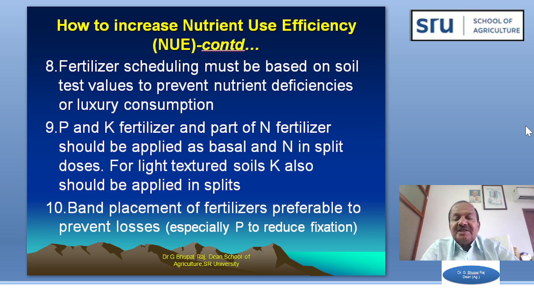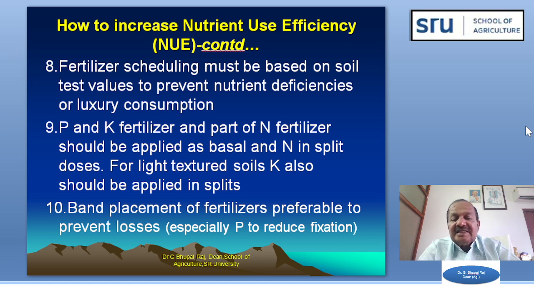Fertilizer scheduling must be based on the soil test values to prevent the nutrient deficiencies or luxury consumption. Depending upon the soil test value, if the soil test value is high, the less quantity of the fertilizer has to be applied. If the soil test value is less, the more quantity of the fertilizers has to be applied. So depending upon the soil test value, scheduling has to be done.